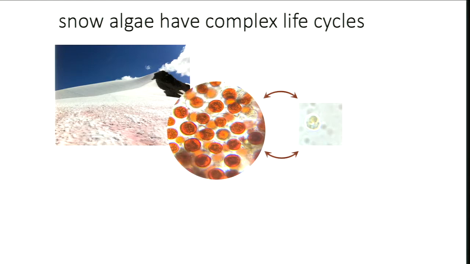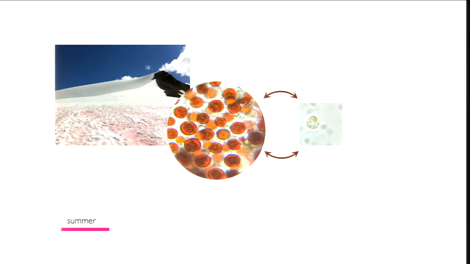And so there's a lot of things that we need to learn about them to understand how they're impacting a system. And snow algae have complex life cycles. So one of the first things we need to know is who's there, so which species, but we also need to know how do they get around, how do they repopulate the snow. And one of the hypotheses is that in the summer, they produce a red layer on the surface of the snow.